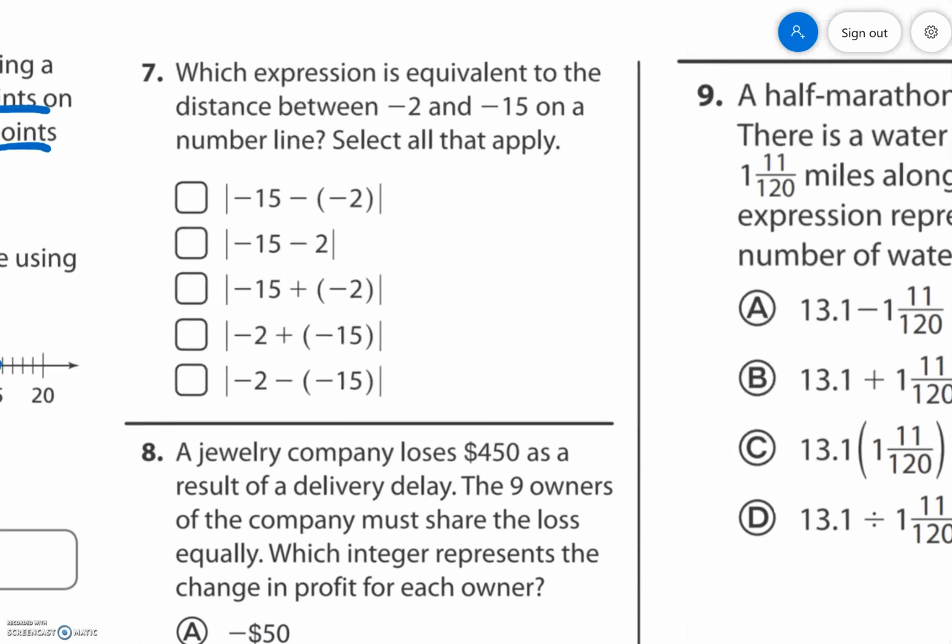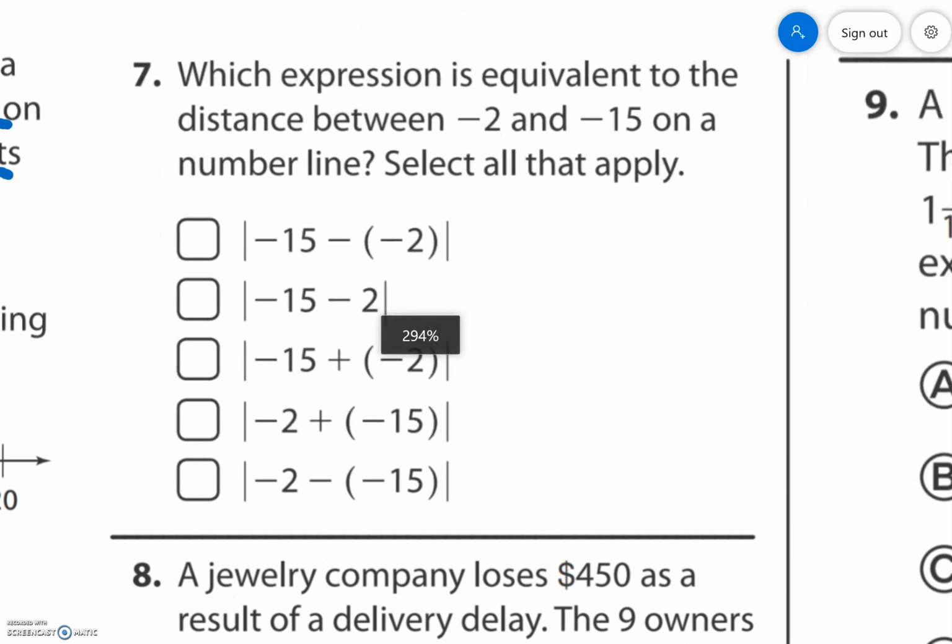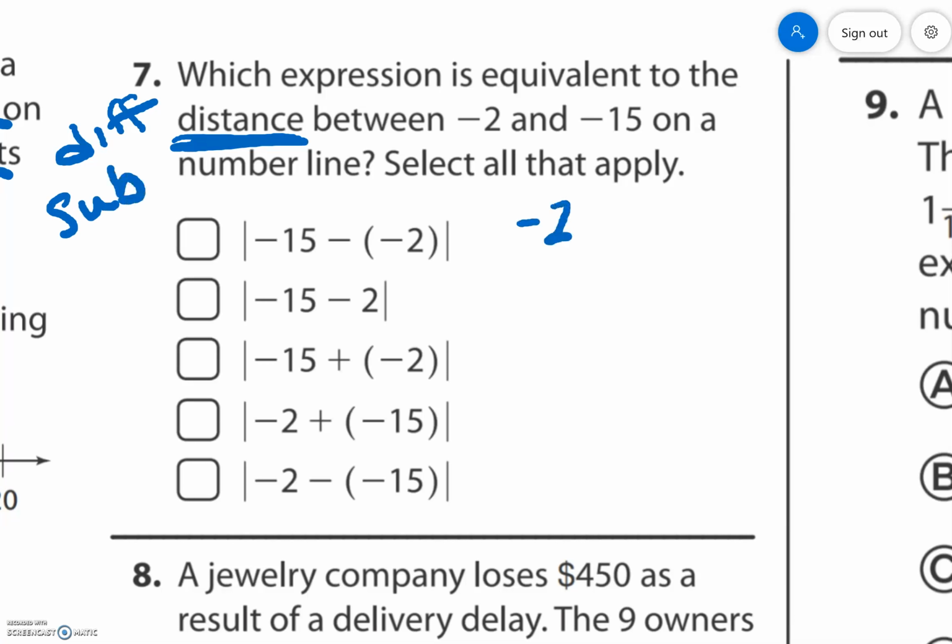Number 7, which expression is equivalent to the distance between -2 and -15 on a number line? Select all that apply. Remember, distance is finding the difference, and difference means to subtract. So we've got -2 minus -15. Let's see if that's any of our answers. Oh, here it is right here.